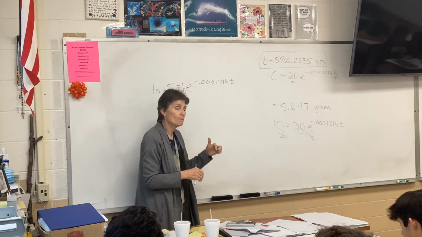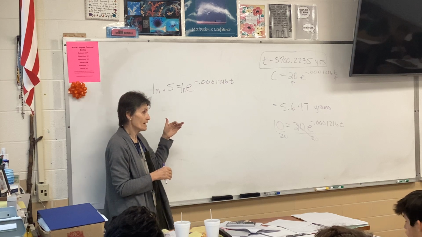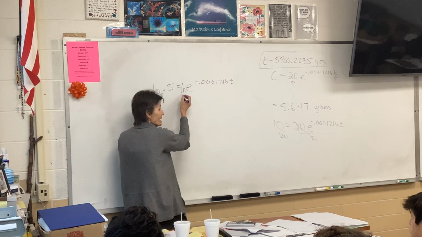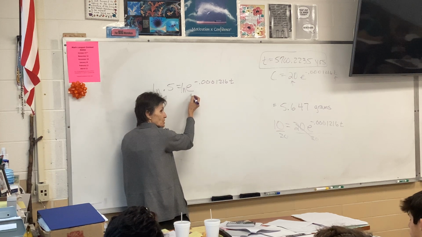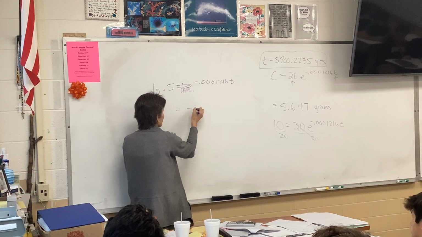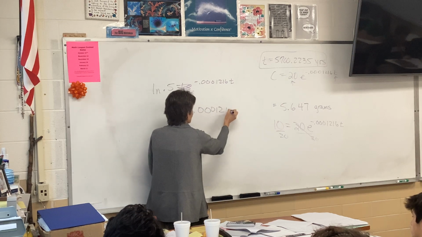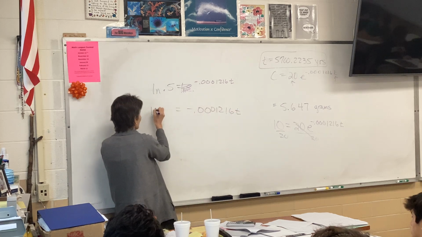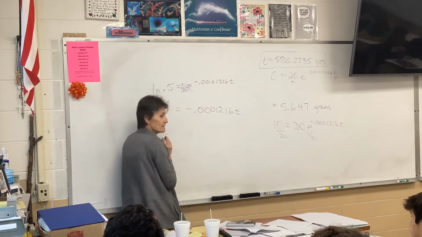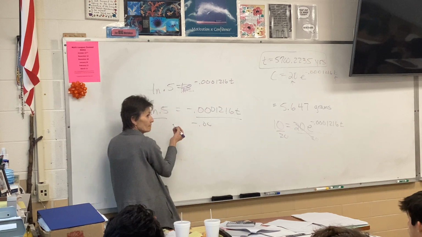You could log both sides, but this is going to be easier because ln is log base e, and when you ln and e, they're inverses of each other. So they cancel. And all you have left on this side is your exponent, negative 0.0001216. And over here, you have ln 0.5. Since we're solving for t, all we need to do is divide by that big decimal, right?